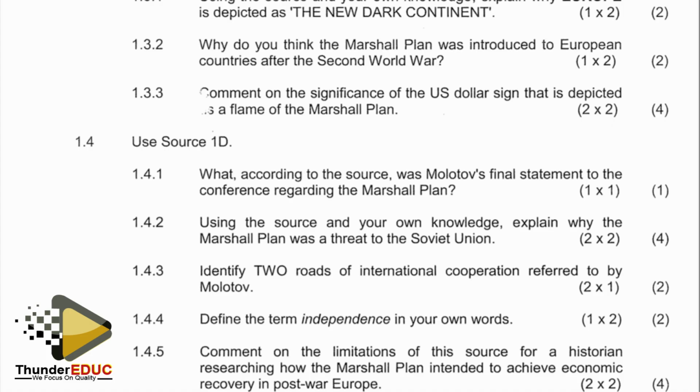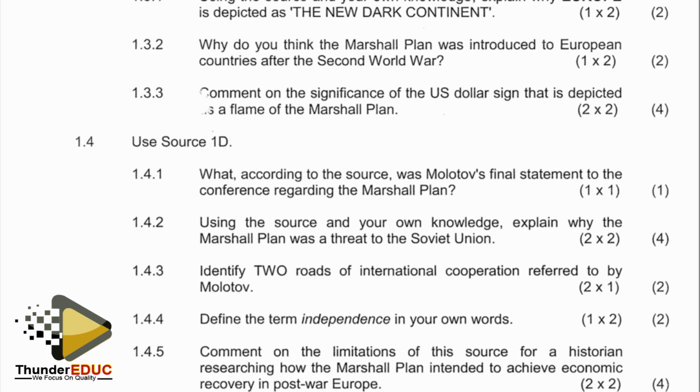And also we can argue that it was only through the USA that Europe was going to recover. So by using their dollar they are signifying that it's only through America that Europe can get light. And they can only get that light through the US dollar after their economies were devastated by the Second World War. Right, we'll move on to the next question, number 1.4.1.